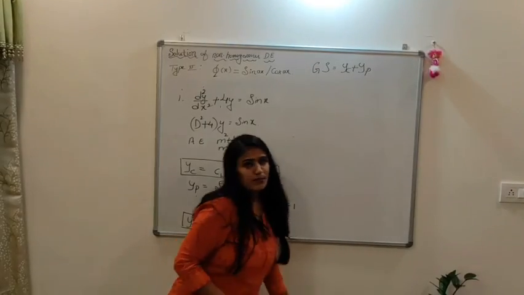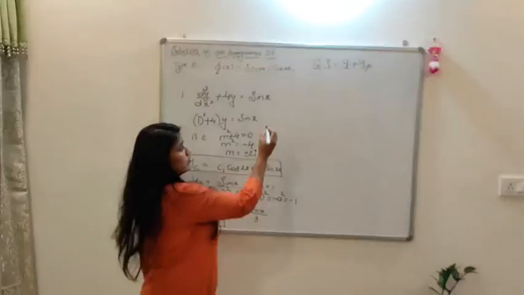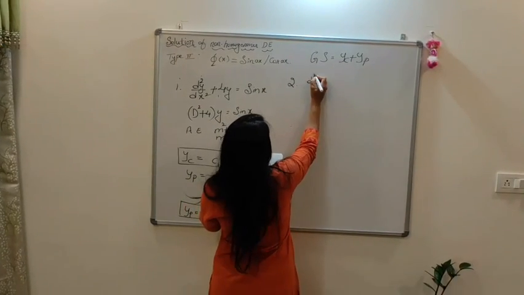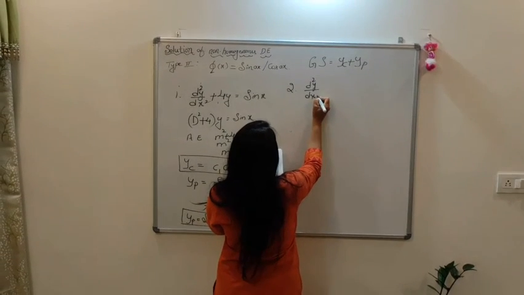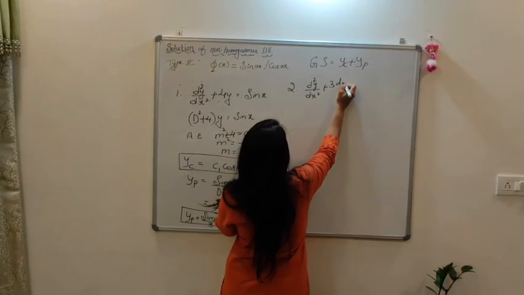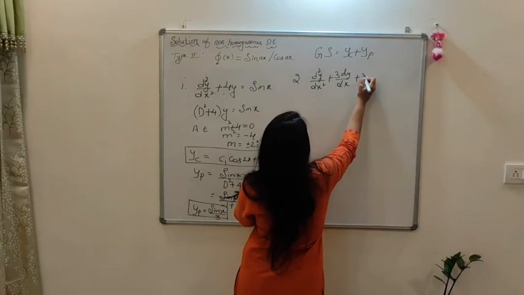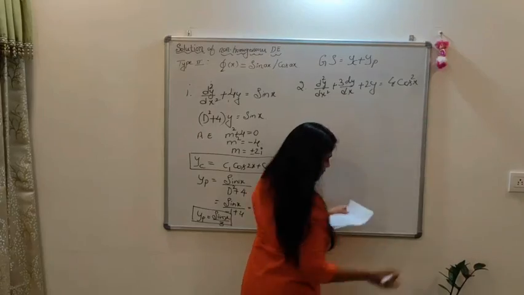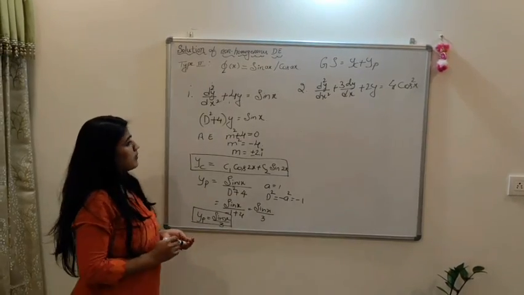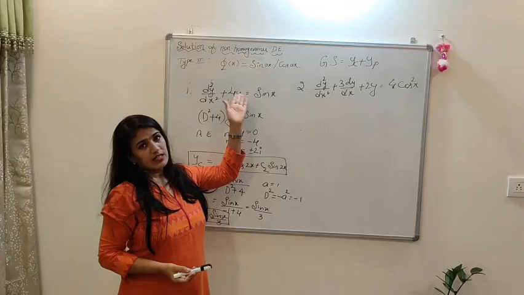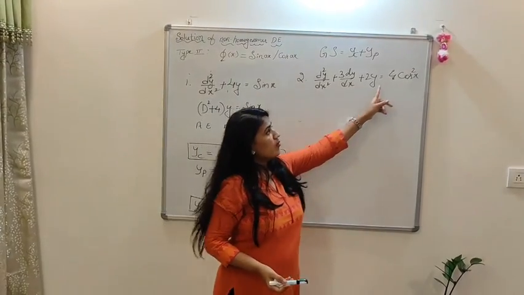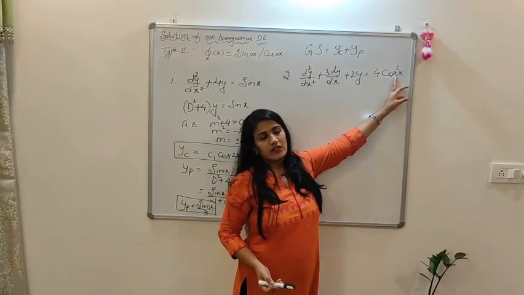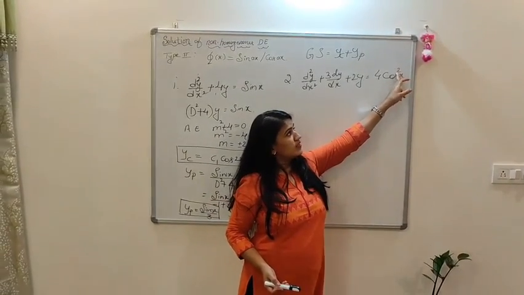Okay. So this is the simple one I explained. Now I go to the second example: d square y by dx square plus 3 dy by dx plus 2y is equal to 4 cos square x. Actually, what I explained in the working rule is when the RHS is sin ax or cos ax, but here it is cos square x. With cos square x we can't directly take a as 1. We should remove this square term.